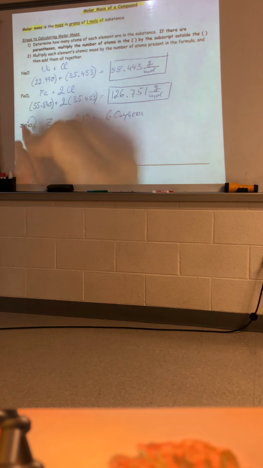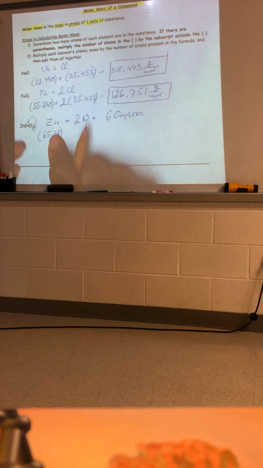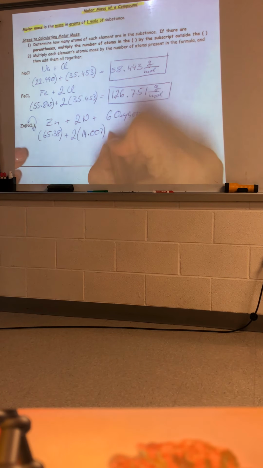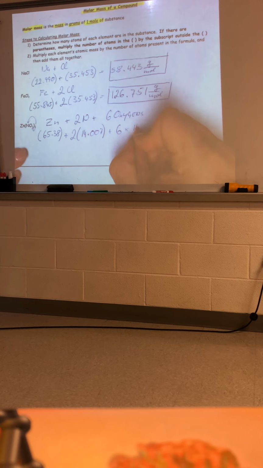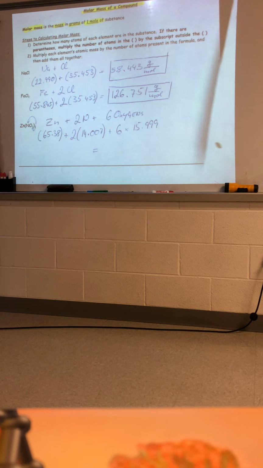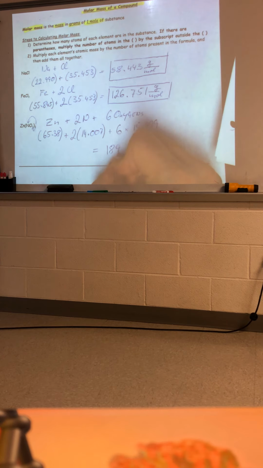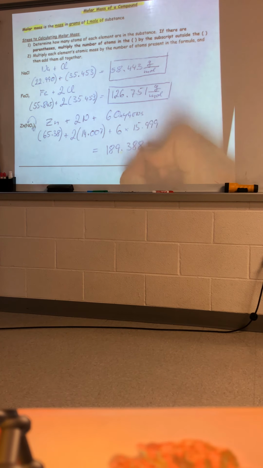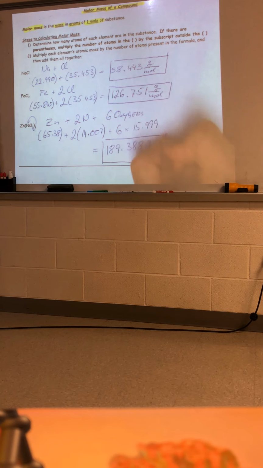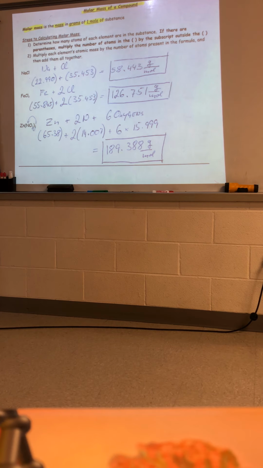Zinc from the periodic table is 65.38. You're just looking that up on the periodic table. The 2 nitrogens is 2 times 14.007. And the 6 oxygens is 6 times 15.999. If you multiply and add all of these up, you get the final value of 189.388 grams per mole. And this is how you find the molar mass of a molecule.